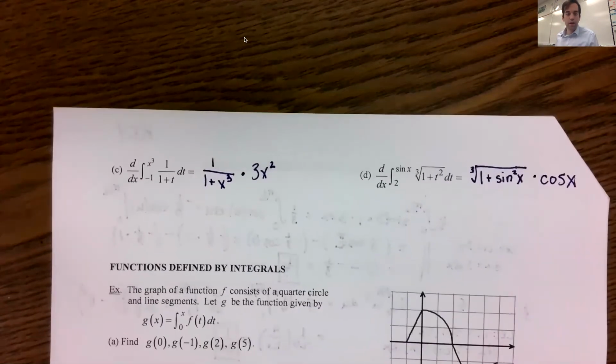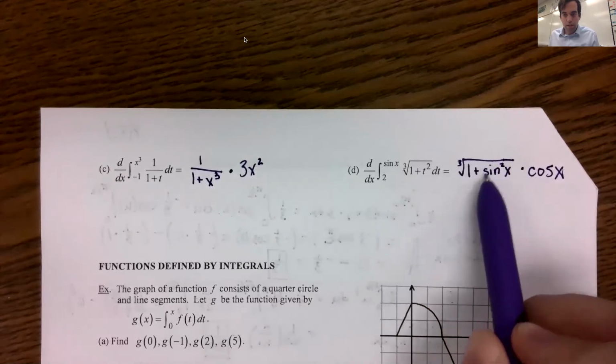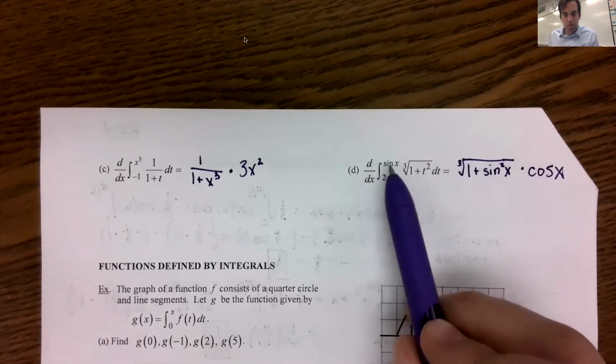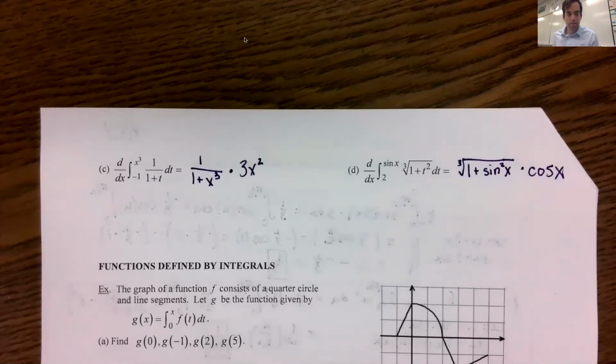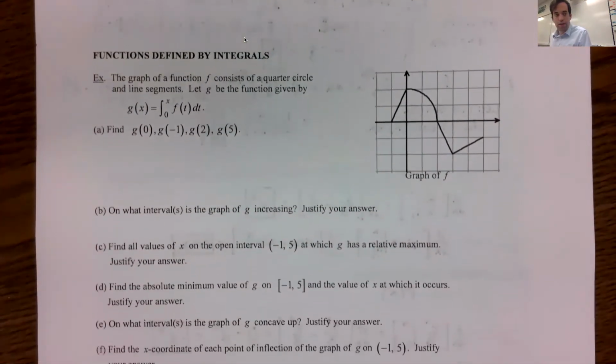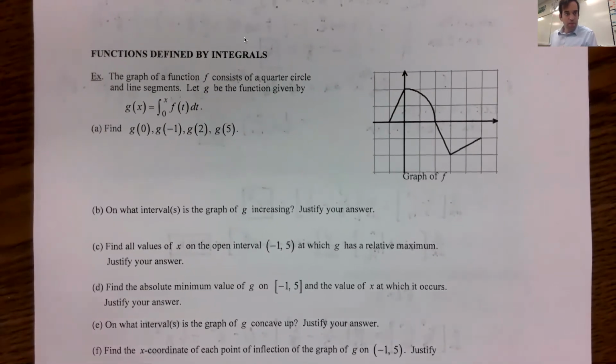Boom, that's it, okay? So even though this was sine squared, we don't have to do the derivative of sine squared because the original bound of the integral was sine x. That's what we take the derivative of out here. Let's keep going. The rest of this page is one big example. Functions defined by integrals. Let's take a look.